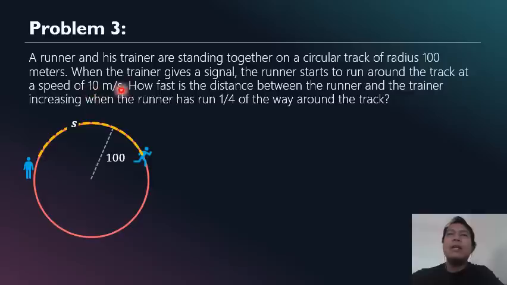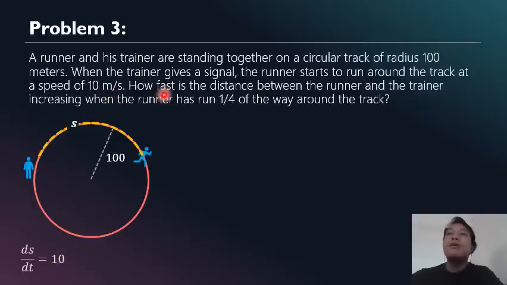Ano muna pala itong 10 meters per second na ito? Kung ang distance na na-travel niya ay s, gaano siya kabilis tumakbo? Eh, di natural, that is ds over dt. So, we will represent this 10 meters per second as ds over dt. Now, let's go back to the question.